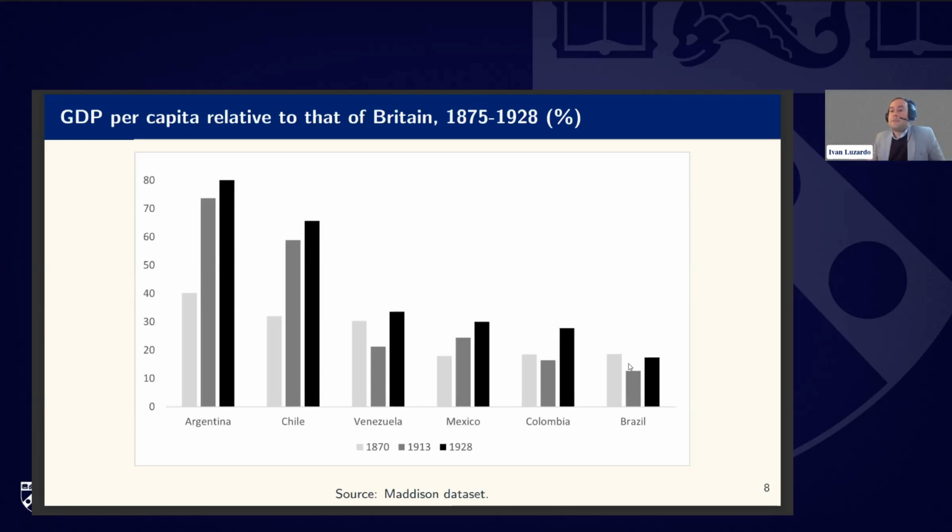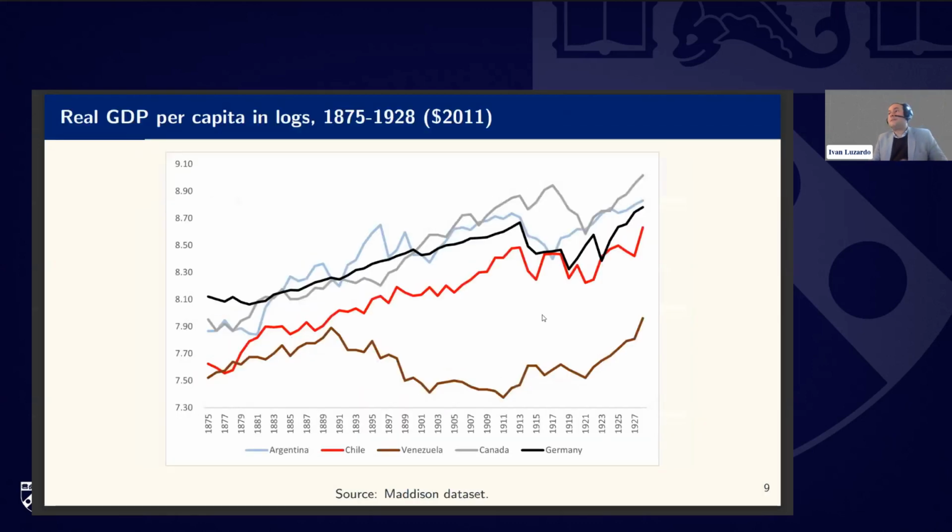But in general terms, there is some progress. So we are interested not just in seeing the Latin American countries' relative performance, but also in seeing the evolution of their income per capita. And I think an interesting comparison that we can do is to contrast the case of Latin America with, for instance, the case of Germany and also the case of Canada.